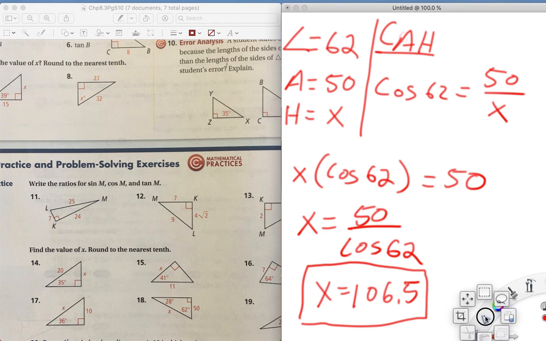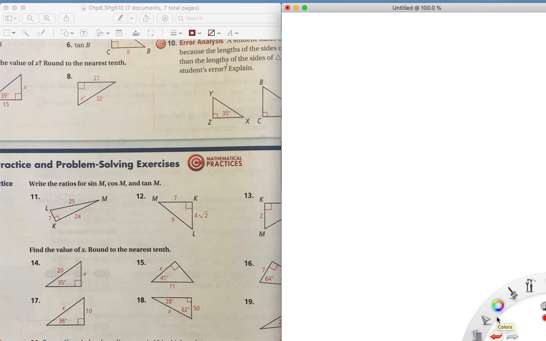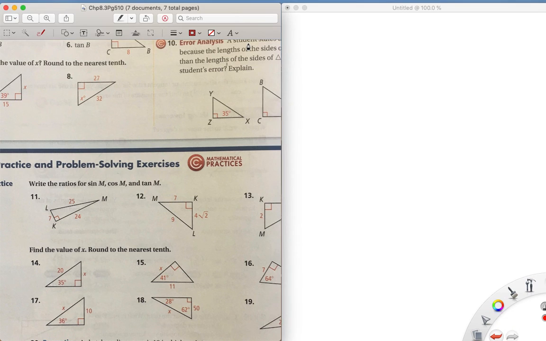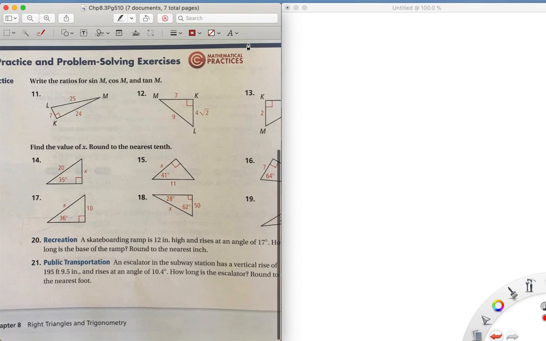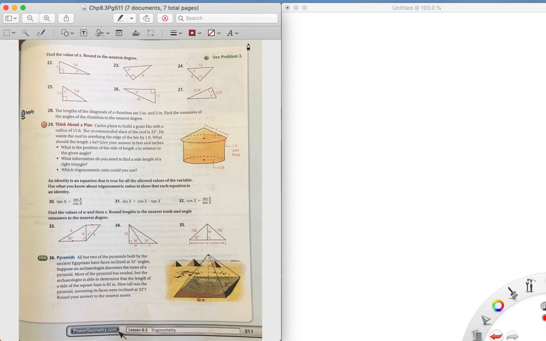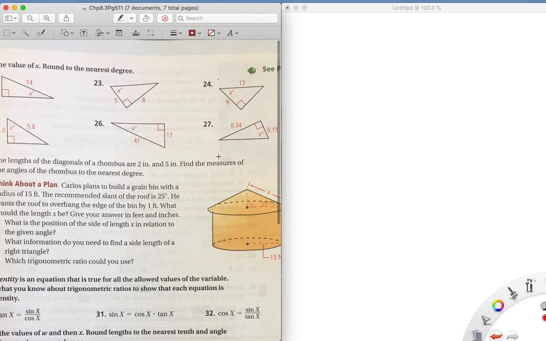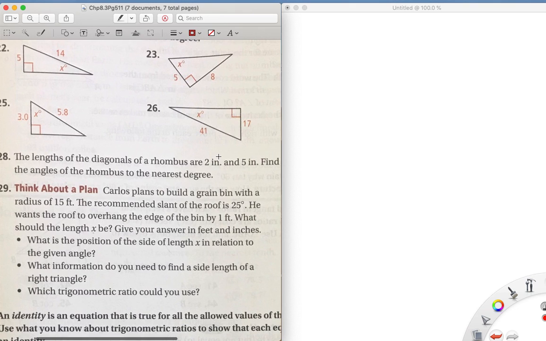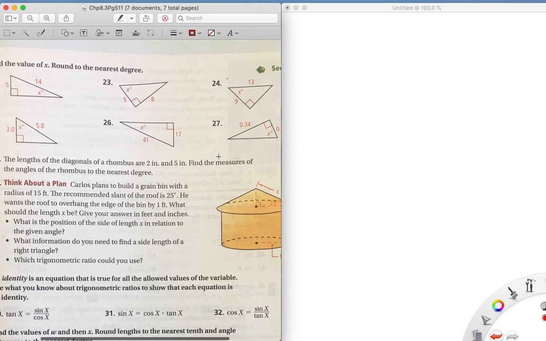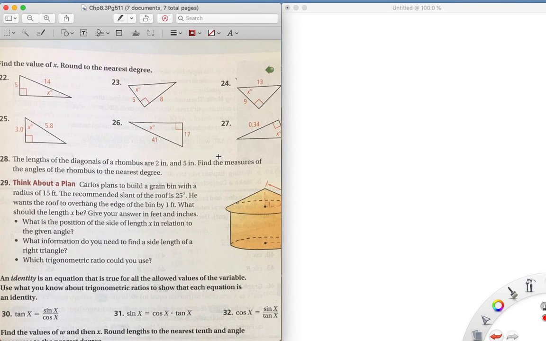So we're going to do 2 more, or 3 more, and then we're done. So we're going to do questions 22, 23, and 24. They want me to find the value of x. So looking at this, these are going to be the trigonometric functions when we use the inverse of these.